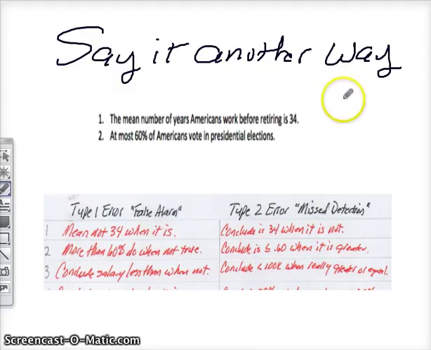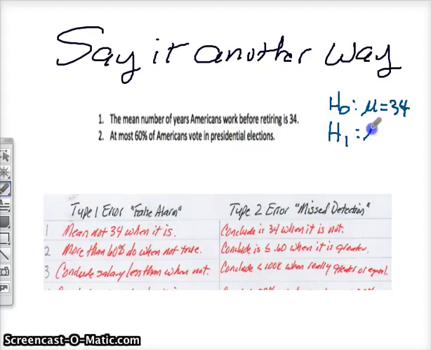Maybe I should write that out here again. Remember, we did this before. The null hypothesis is that the mean is 34. And H sub 1 was the mean is not 34. A type 1 error is saying the mean is not 34 when it is.